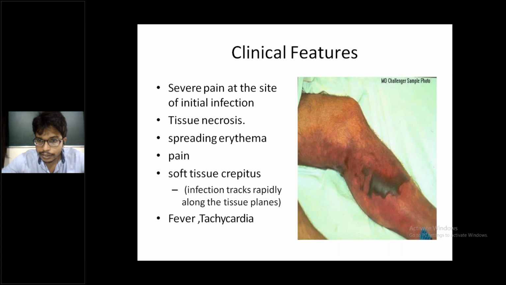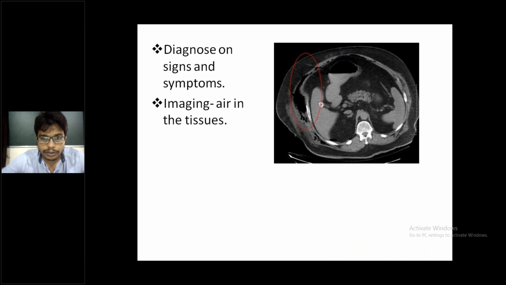The blackish thing is nothing but skin and the underlying tissue, and this is one of the peculiar features of necrotizing fasciitis. Some peculiar smell will be present. Fish odor will be present. Soft tissue crepitus will be present. You can see this red circle, a collection of air underneath the tissues. This is because gas-forming organisms are present in necrotizing fasciitis.